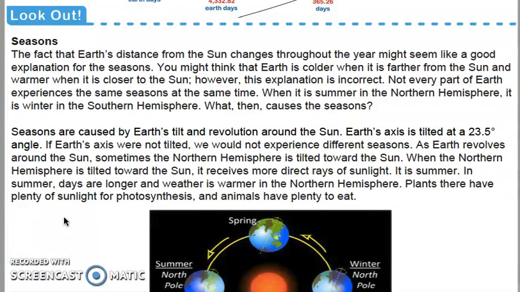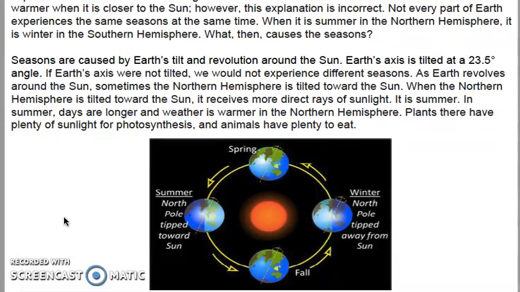What then causes the seasons? Seasons are caused by Earth's tilt and revolution around the sun. Earth's axis is tilted at a 23.5 degree angle. If Earth's axis were not tilted, it would not experience different seasons. So the whole thing is that the seasons are not going to happen if the Earth was not tilted.